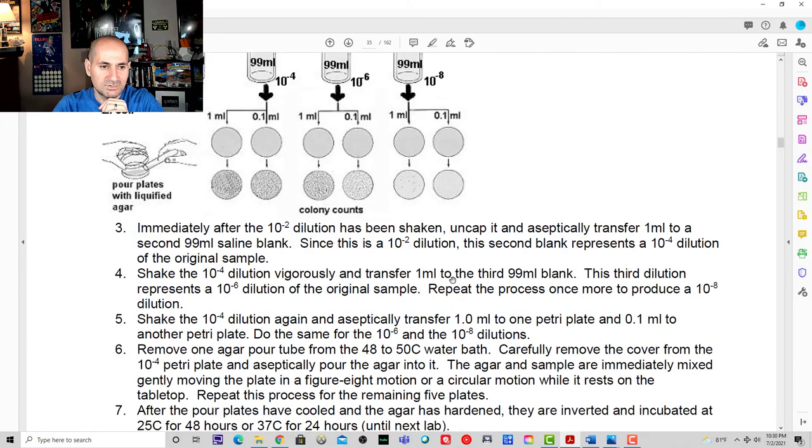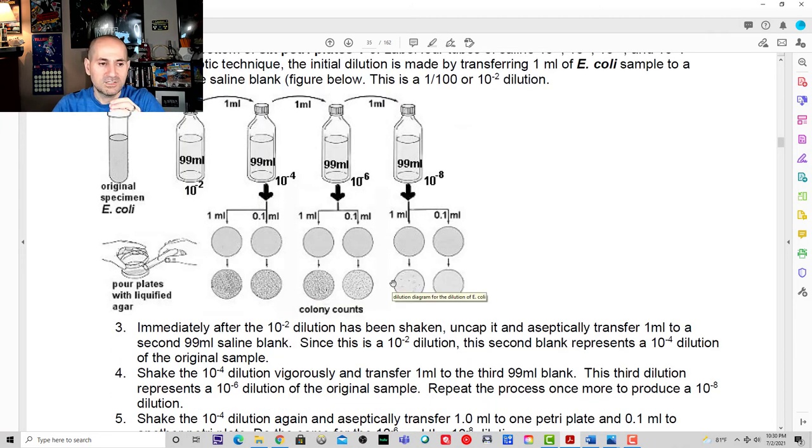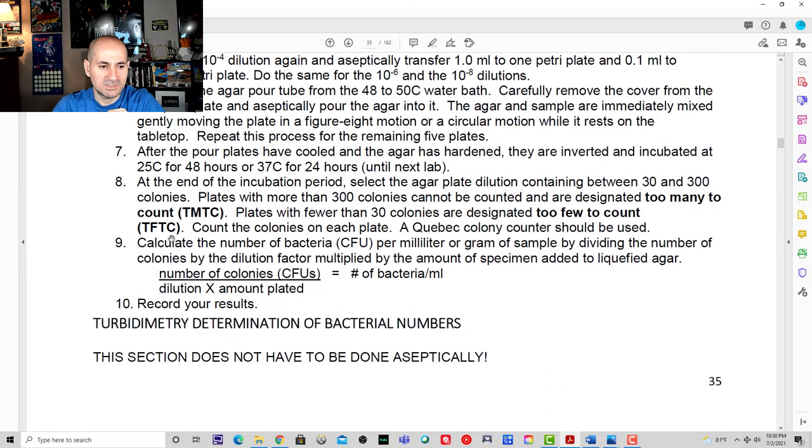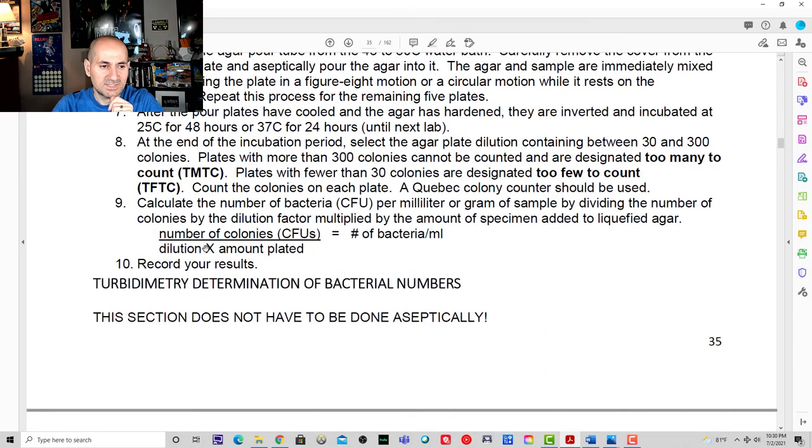And then we did the standard plate formula to figure out the number of cells per ml in the original E. coli. Remember, CFU in the original E. coli population. And the equation for the standard plate formula was the number of colonies or CFUs on this countable plate, between 30 and 300, divided by the total dilution factor times the amount plated.